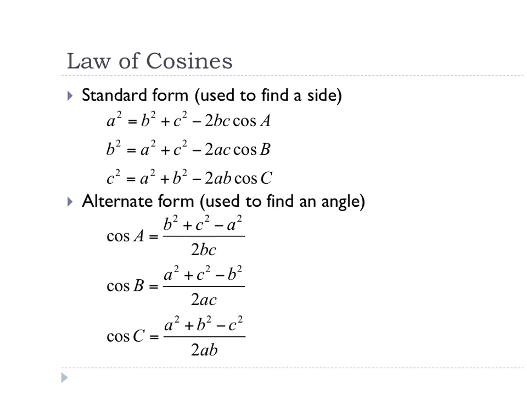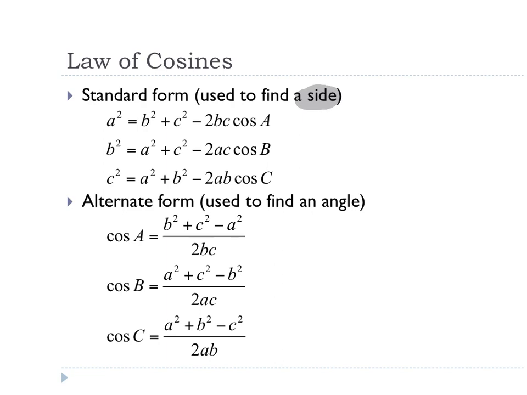So the first set is called standard form, and it's used to find a side. So if I'm looking for a side in a triangle, then I would use one of these three formulas. Okay, but again, hopefully if you can memorize one of them, the rest of them follow the pattern. If I'm looking for side A, then A squared equals B squared plus C squared minus 2BC cosine A.